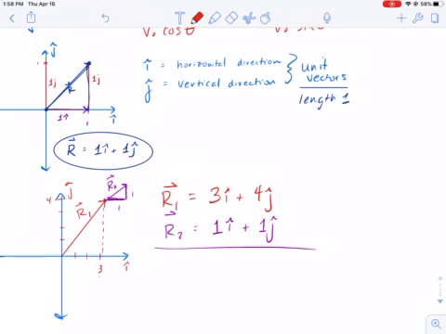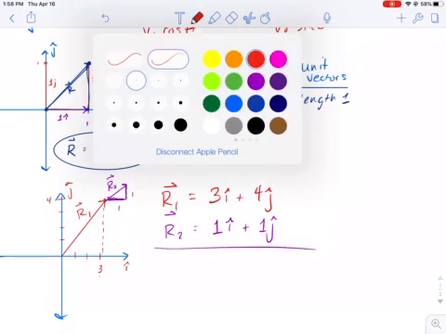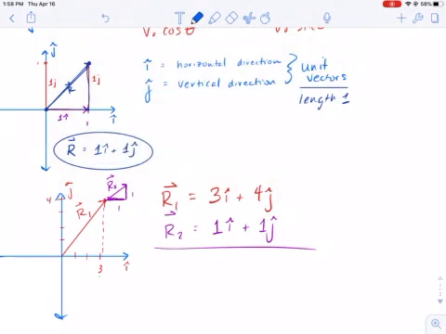So if I were going to add R1 plus R2, what would I do? I would add the horizontal components, and I would add the vertical components. And that's what we did in class. We added components of vectors together. But this unit vector notation is just another way to indicate that.